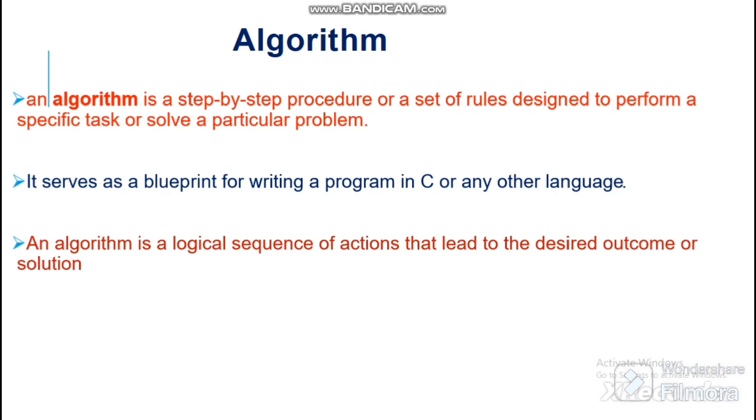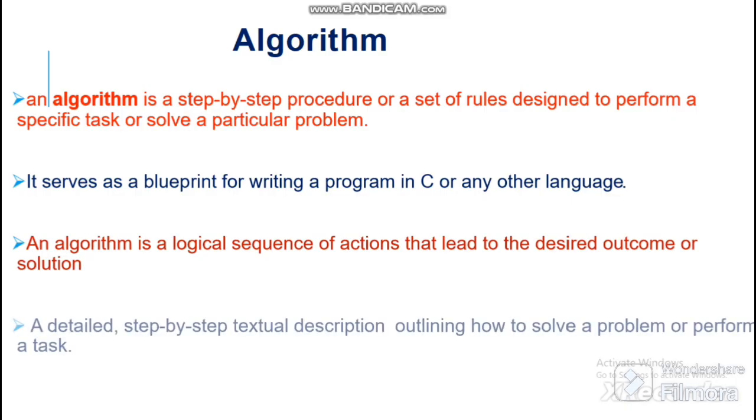An algorithm is a logical sequence of actions that lead to the desired outcome or solution. It is a step-by-step representation. Each step must be in sequence: step one's output will be the input to step two, and step two's output will be the input to step three. So a logical sequence must be there. It is a detailed step-by-step textual description outlining how to solve a problem or how to perform a task.